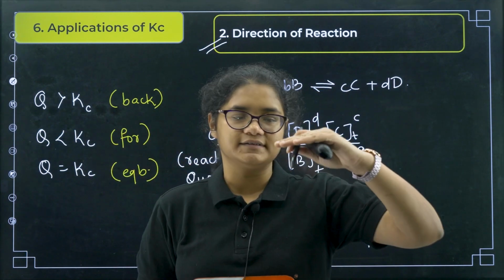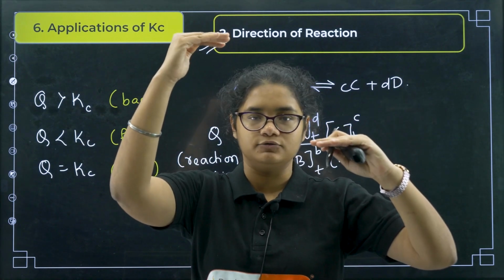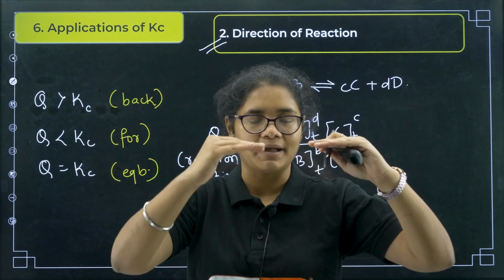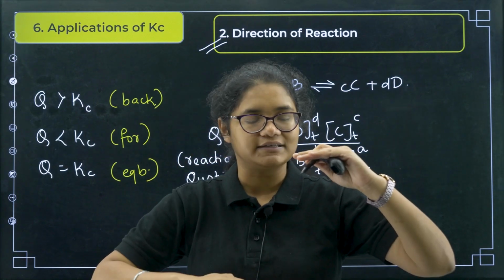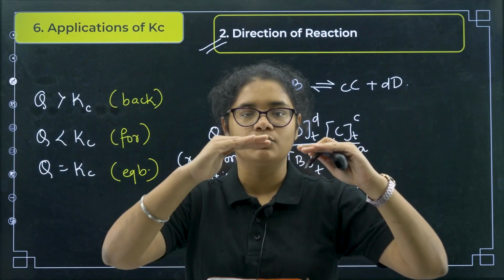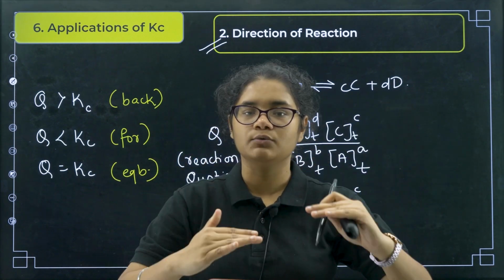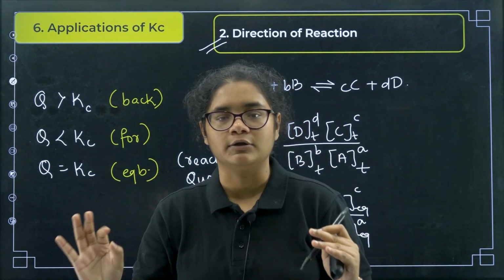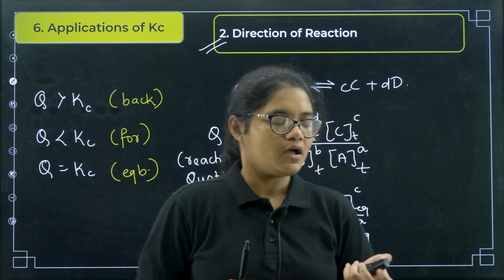Suppose this is equilibrium, and the Q value is somewhere here, more than K value, so the reaction has to proceed in the backward direction to match the K value. If Q value is less than K value, then the reaction has to go in the forward direction to match the K value. If Q and K are equal, then the reaction is already at equilibrium. That is how you can find these values.